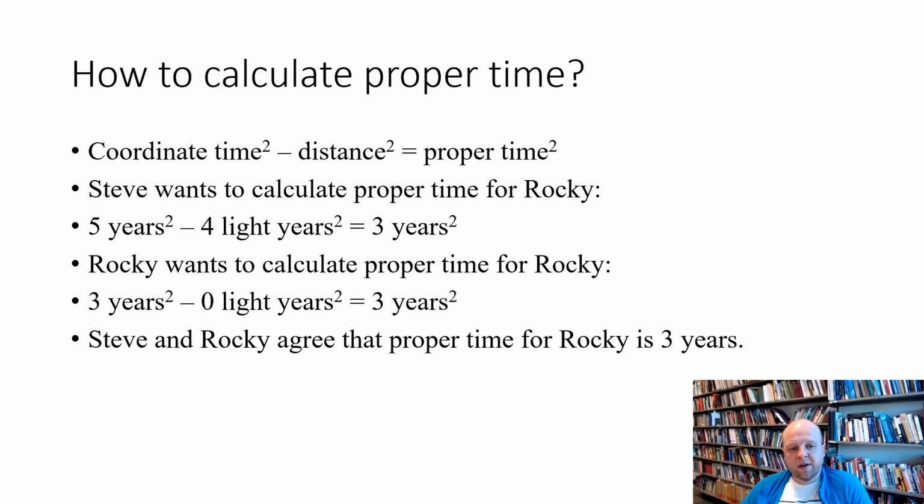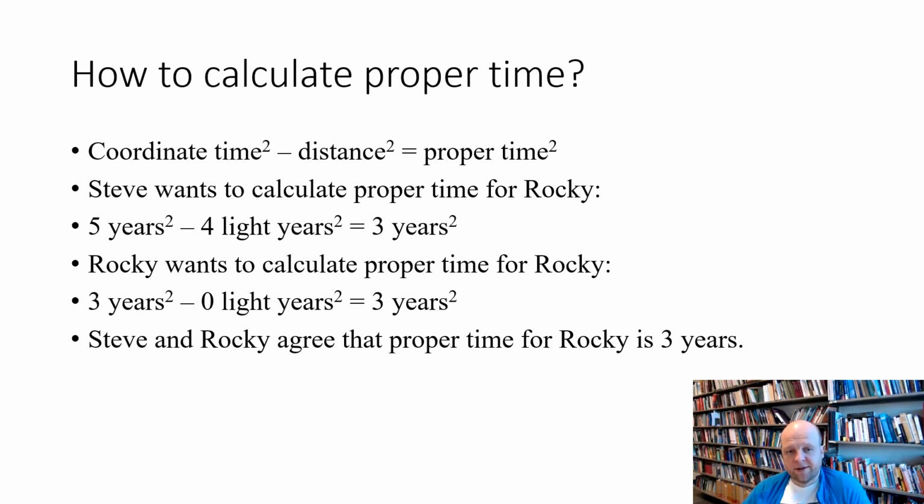And if Rocky uses the same method to calculate the proper time for Rocky, then he will say, well, I measured in my coordinate system that 3 years of time passed, and I measured that I didn't travel any distance because I was just sitting still in my spaceship. That is his frame of reference. So 3 years squared minus 0 light years squared equals 3 years squared.